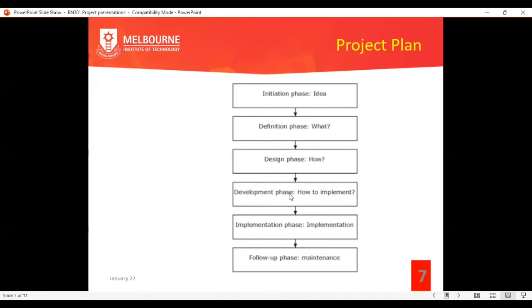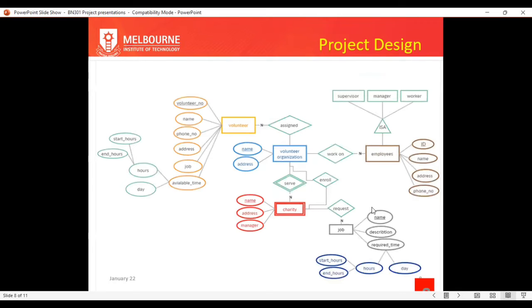Then is going to be development phase, how we're going to implement our plan, how the project plan is going to be implemented. Then is going to be implementation phase where we're going to actually implement our project plan. So our next will be a follow-up phase for our maintenance. So if there will be any problem in a project plan, then we will maintain it, we will work on it. And the next will be our project design.